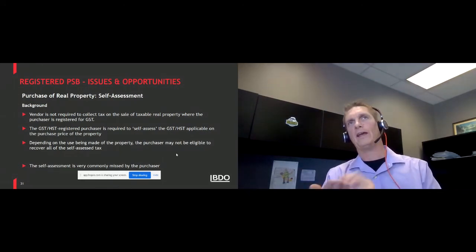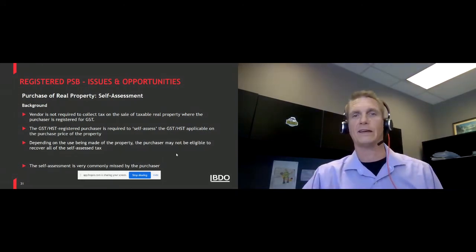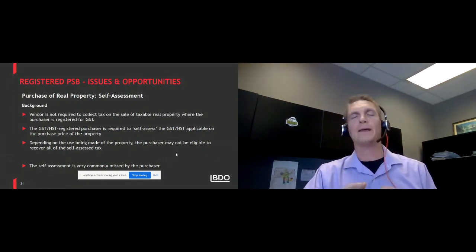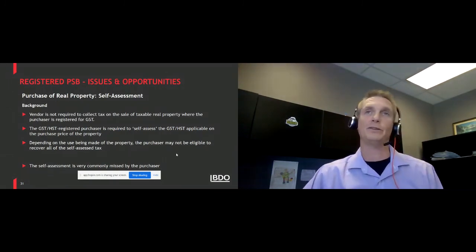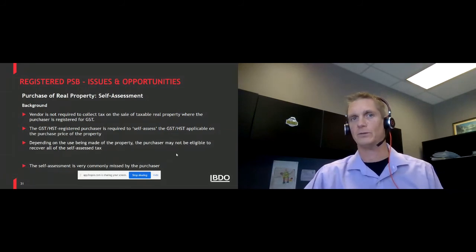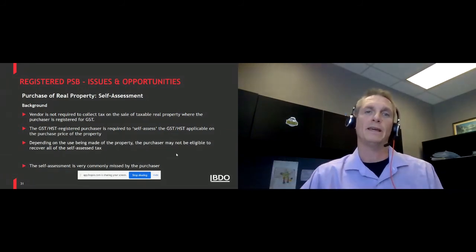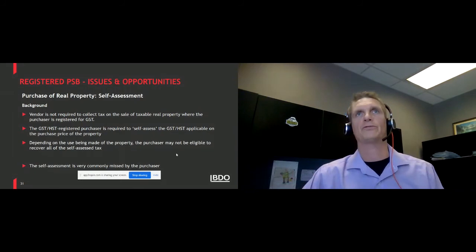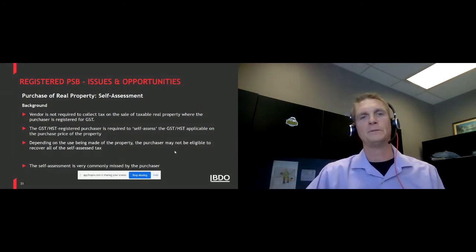And then they have to look at whether they can recover any of that tax as an input tax credit or a rebate. In a lot of cases with a charity or an NPO, you don't get a full recovery of the tax. So what happens when you do this self-assessment is you may end up on the hook for paying some portion of the tax.